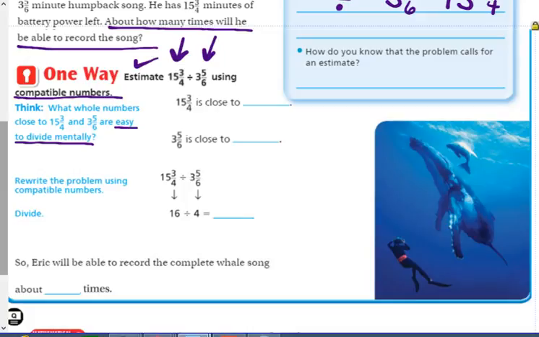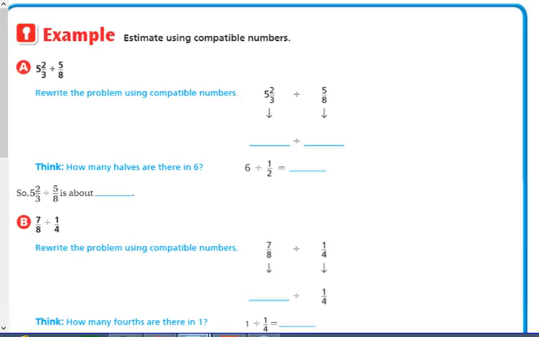I could just take the fractions off and do 15 divided by 3. But 15 3/4 is a little bit closer to 16, and 3 5/6 is a little bit closer to 4. And so if you divided those out, you'd get 4. Okay, so this is the word that means we've just estimated using compatible numbers. Eric will be able to record the complete whale song about 4 times. Doesn't say exactly, it says about. Moving on to the next page.